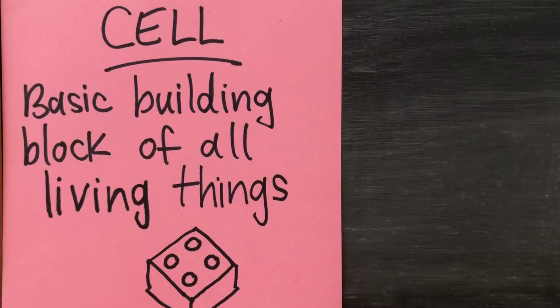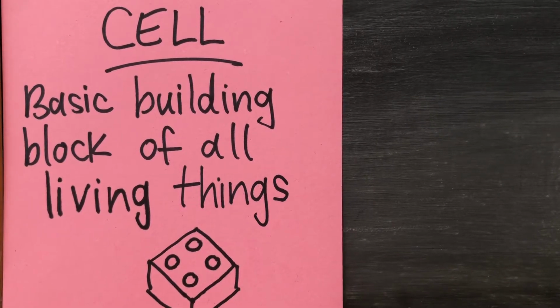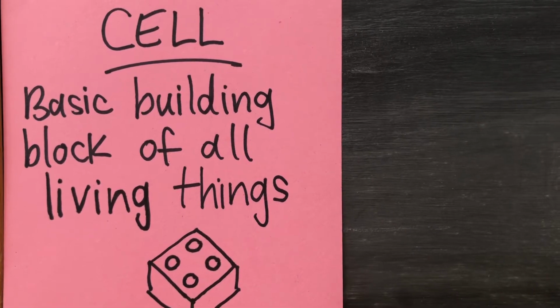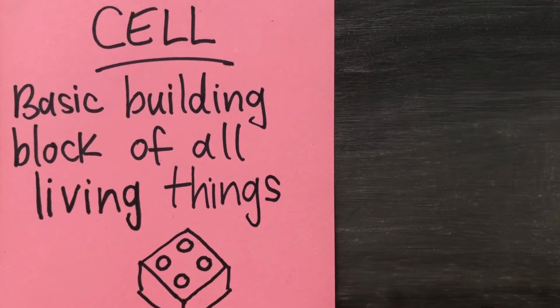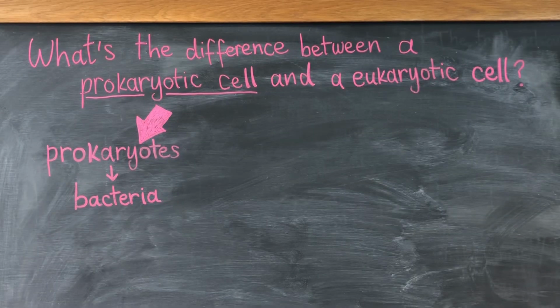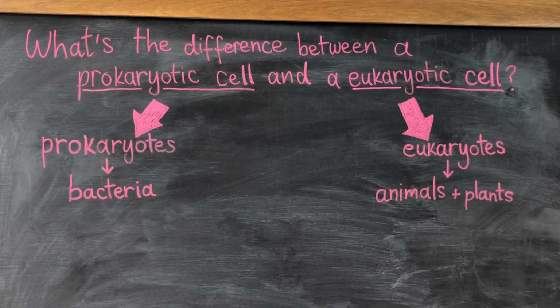So what is a cell? Well, cells are the basic building blocks of all living things, the Lego bricks, if you like, that make up animals and plants and me and you. One of the major differences in these two types of cells in our question today is where they are found. So prokaryotic cells are found in prokaryotes, and that includes bacteria. Eukaryotic cells are found in eukaryotes, and that's animals and plants. So basically, number one, these cells are found in different types of organisms.